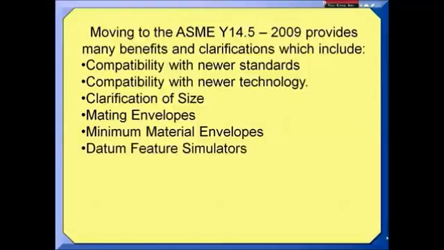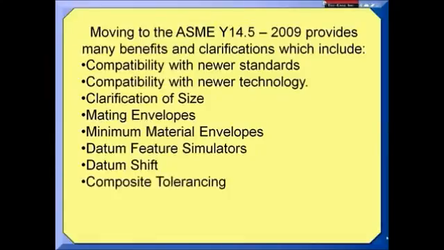The standard now shows more features that can be used as datum features and explains the degrees of freedom that are constrained when they are used as datum features. Datum shift, which is an area that a lot of people have confusion, has been expanded and clarified. Composite tolerancing has been expanded to include more than 2 segments in a position or a profile composite tolerance. Least material condition applications have been expanded, and the list of benefits just goes on and on.